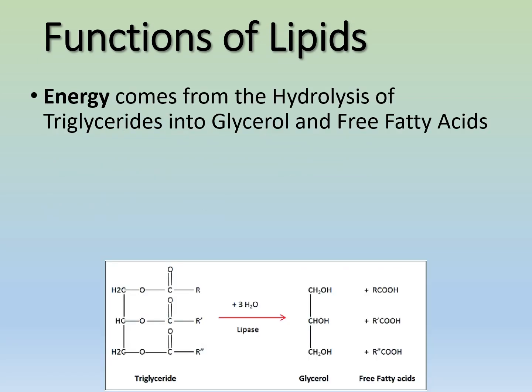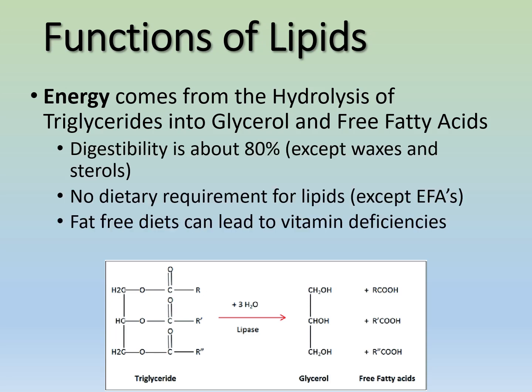So now let's go through some of these functions in a little bit more detail. I kind of touched on them a bit, but let's go through them. So how do we actually get energy from lipids? We have to break down those triglycerides into the glycerol and the 3 free fatty acids. And digestibility is pretty good. It's about 80% for our fats, our lipids.